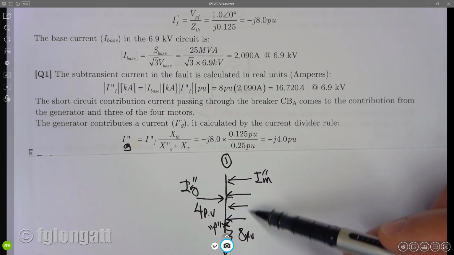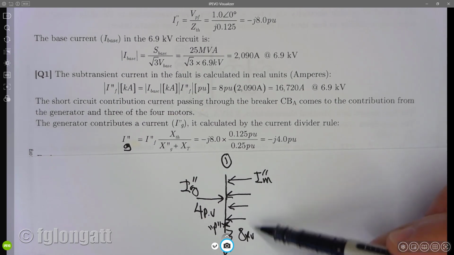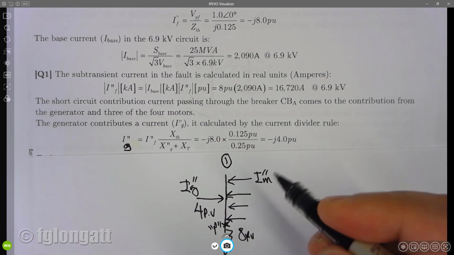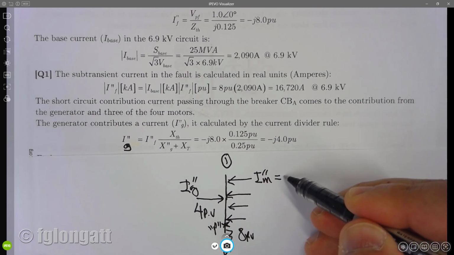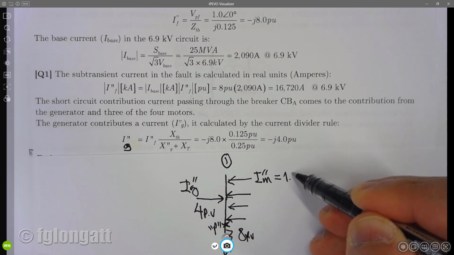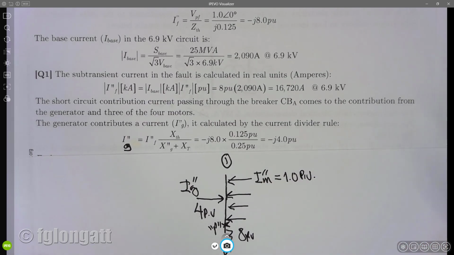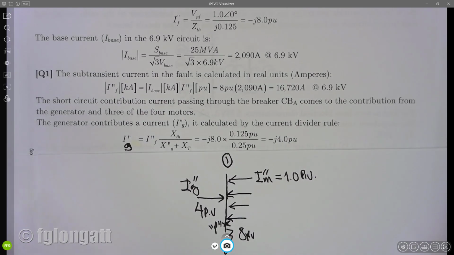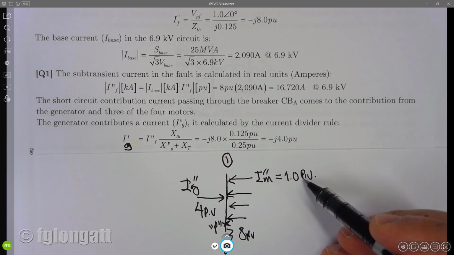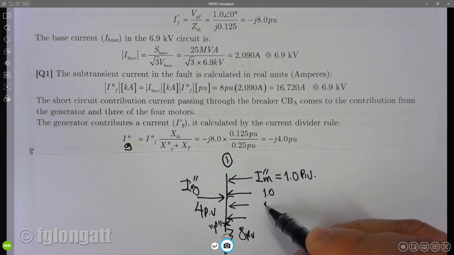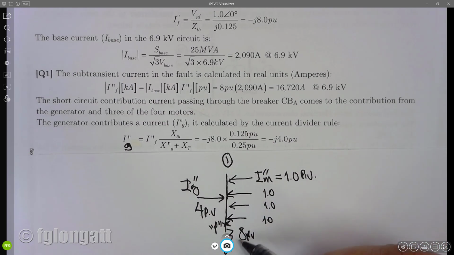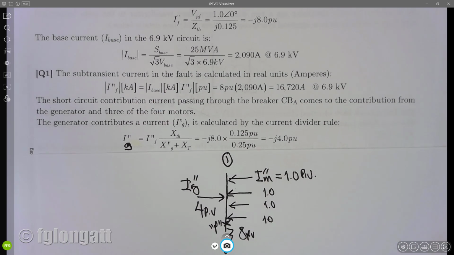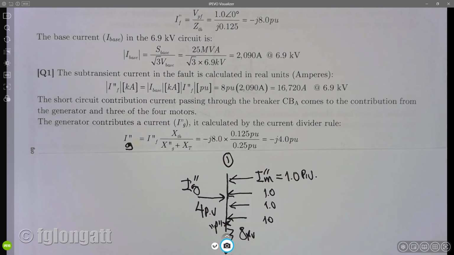That means that the four motors are each contributing 4 divided by 4, that is 1 per unit each one. It's simple. You have 1 here, 1 here, 1 here, 1 here, 1, 2, 3, 4 plus 4 equals 8, and that is Kirchhoff's current law.